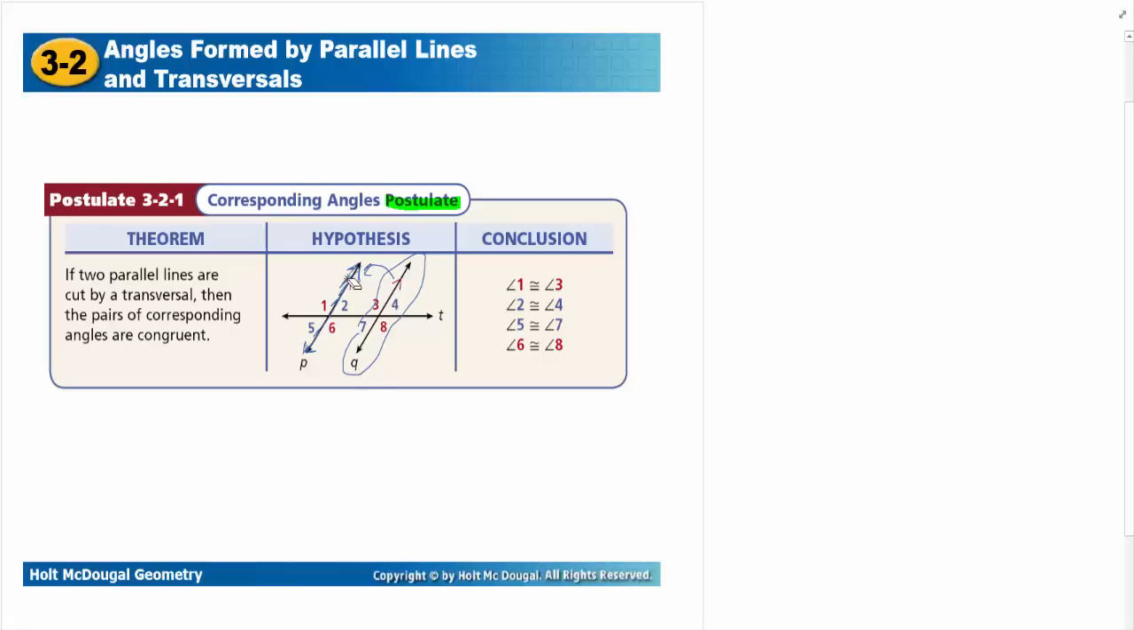So it's really easy to kind of show you that this is a true statement, a true hypothesis and conclusion, which makes it a postulate. You don't really have to go through a full-fledged proof to prove this one out. So make sure we have that written down. You're going to need it.